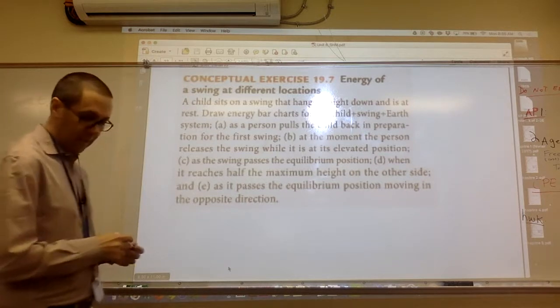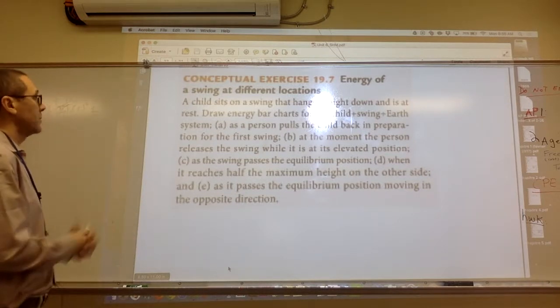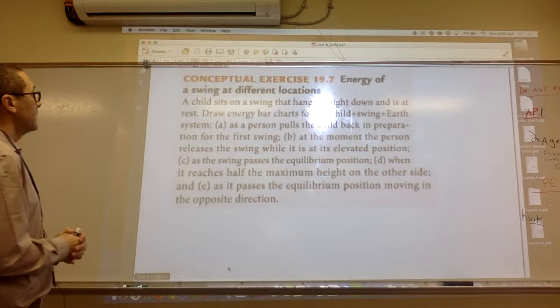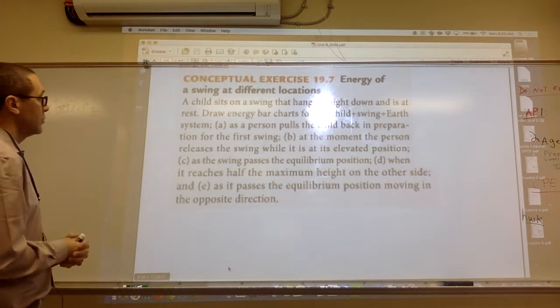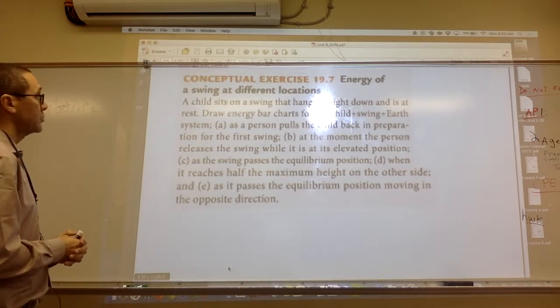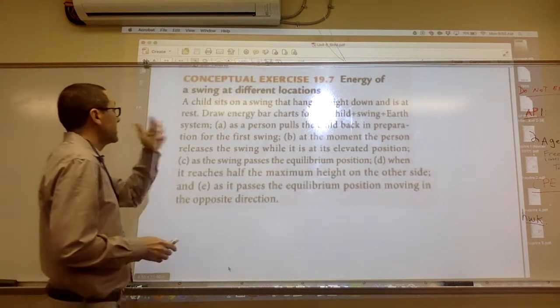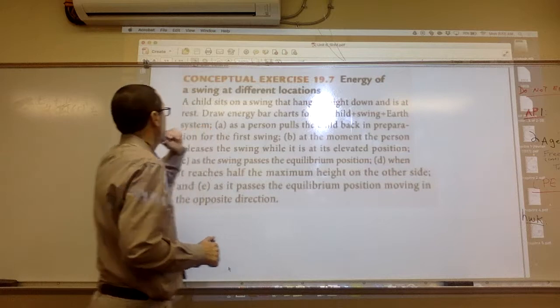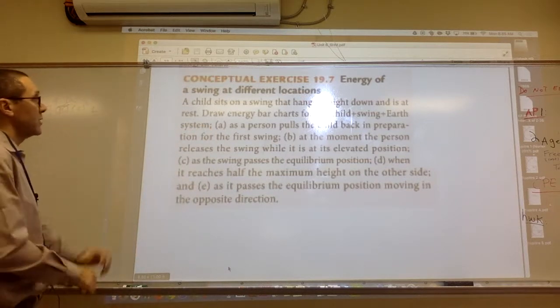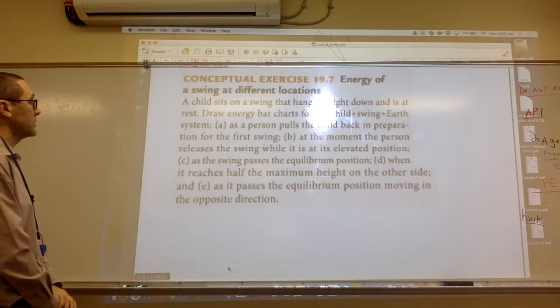All right, this is the answer key for the pendulum video. So we're going to look at this conceptual problem here, which is, I think, pretty straightforward. We've done a lot of this stuff in the past. A child sits on a swing that hangs straight down and is at rest. Draw an energy bar chart for the child, swing, and earth system.